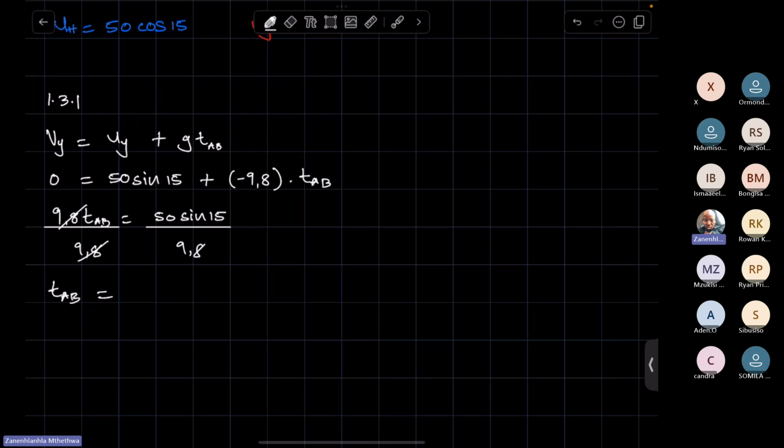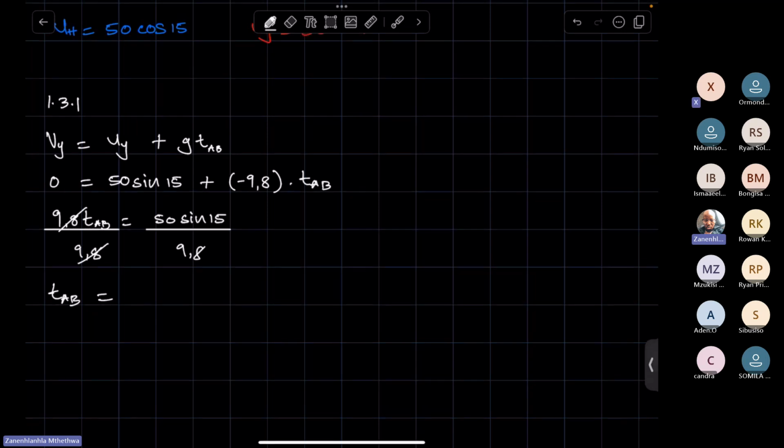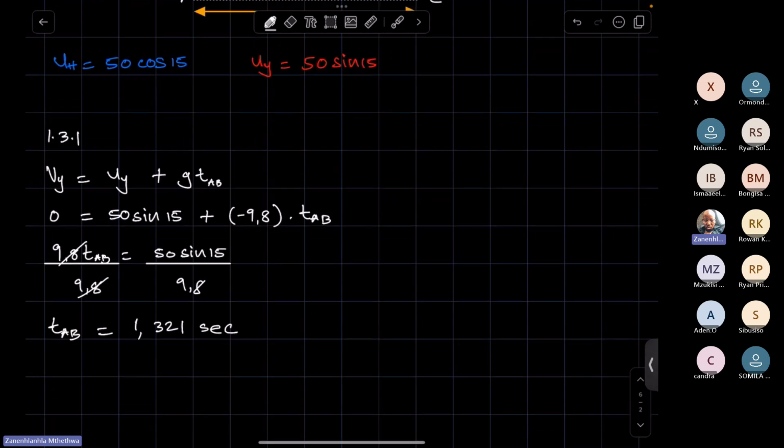What is 50 sine 15 divided by 9,8? It's 1,321. Correct, 1,321 seconds. Right, projectile motion, we shouldn't even be doing. It's pretty straightforward because it's simply using equations of motion. Any questions here?